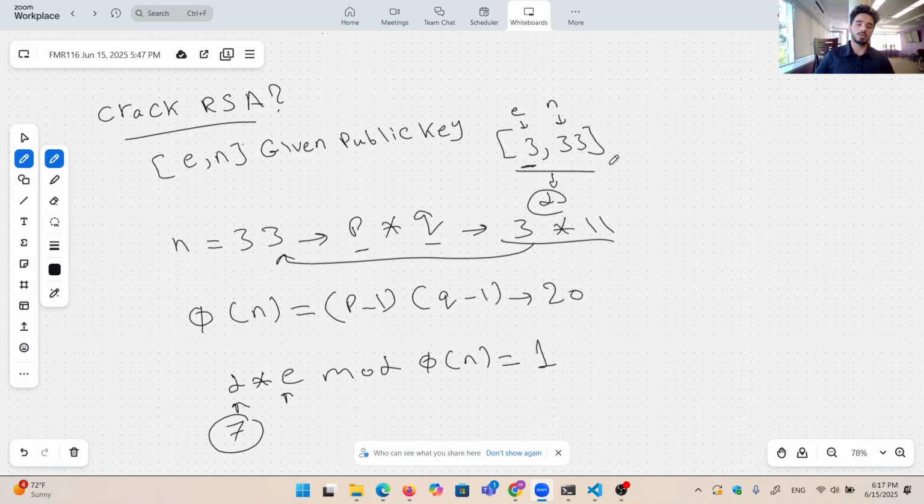But no, in real life scenarios, n is very large. N can be around 200 digits or more, so it's computationally impossible to get D, or the private key.